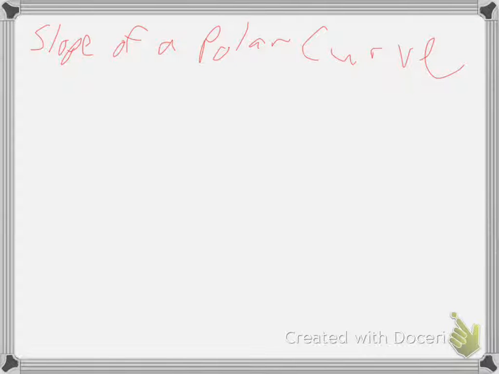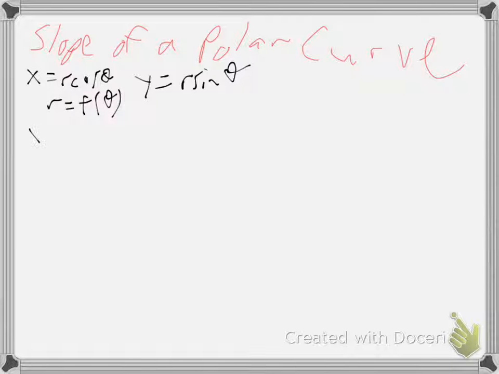I said this would be a tutorial on the calculus of polar curves, so let's start with none other than the slope of a polar curve. So recall that x equals r cosine theta and y equals r sine theta. Well, if we let r equal some function of theta, then we're left with x equals f of theta times cosine theta, and y equals f of theta times sine of theta.